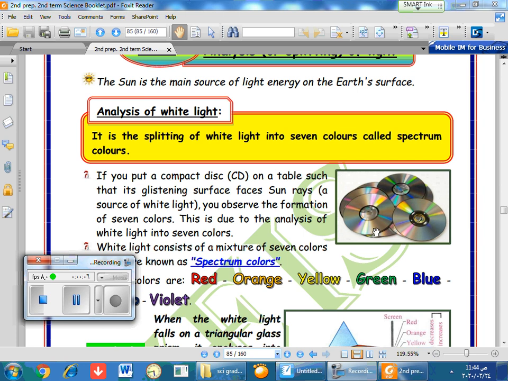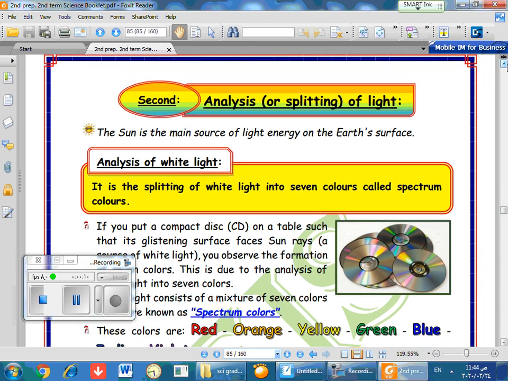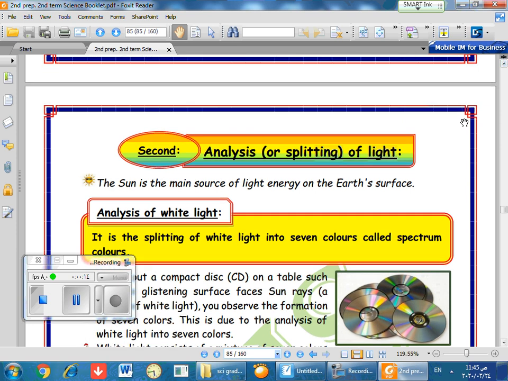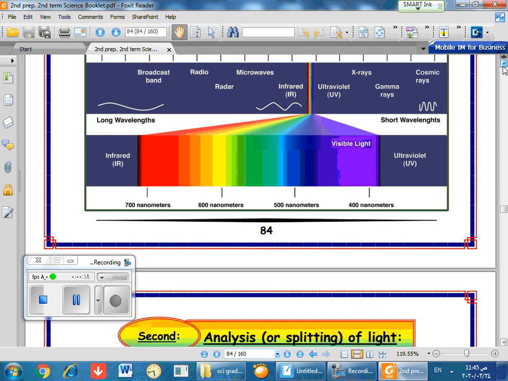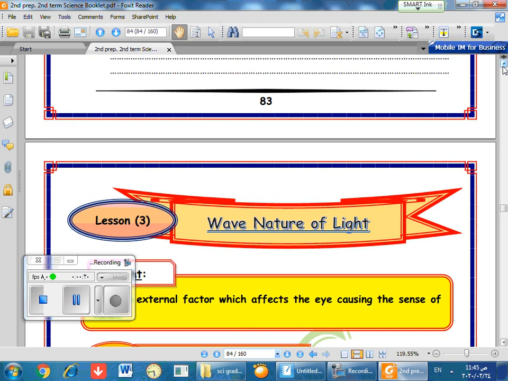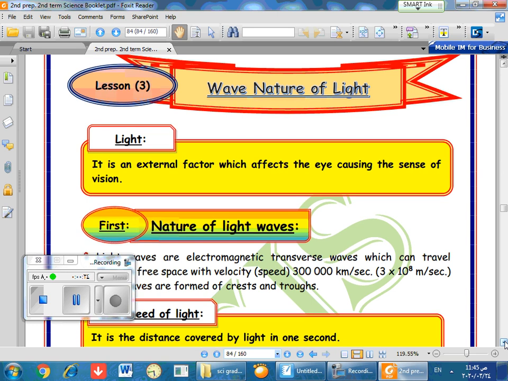Welcome, my dear students. Our lesson today is the second lesson on Unit 2 for Grade 8. Our lesson today is about the wave nature of light. Okay? Open your booklet, page 84. Firstly, we want to talk about what's meant by light.